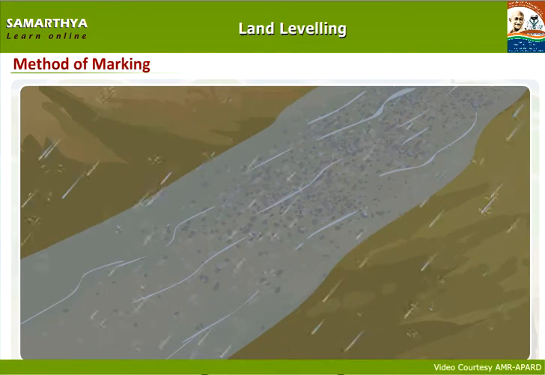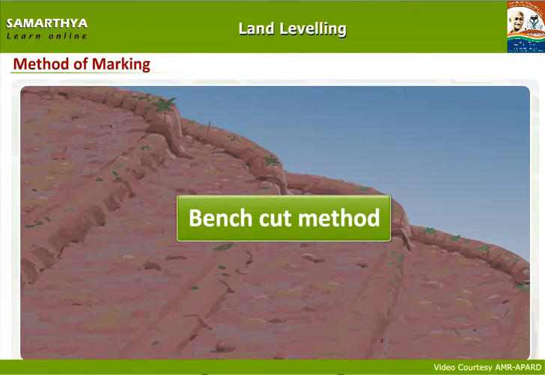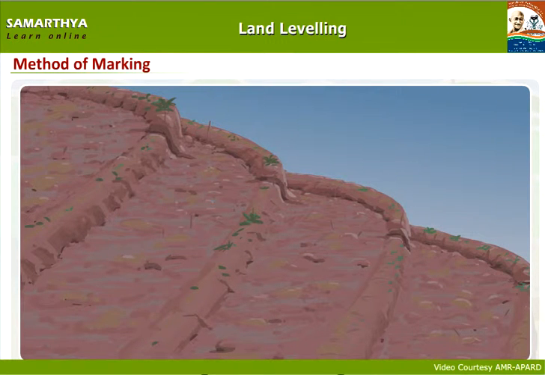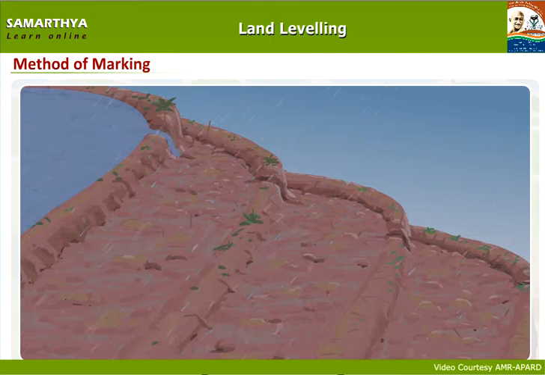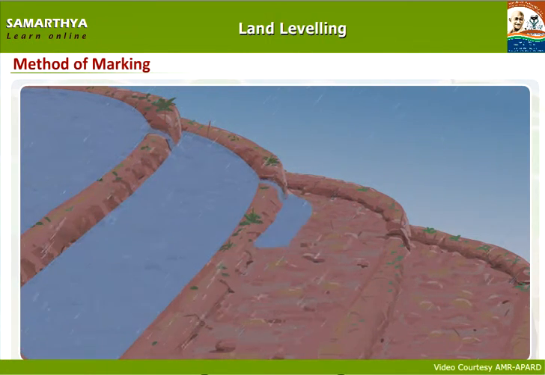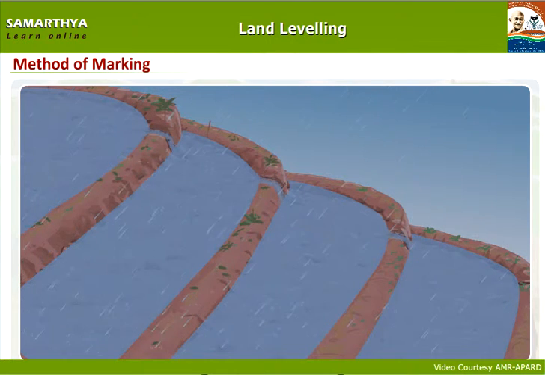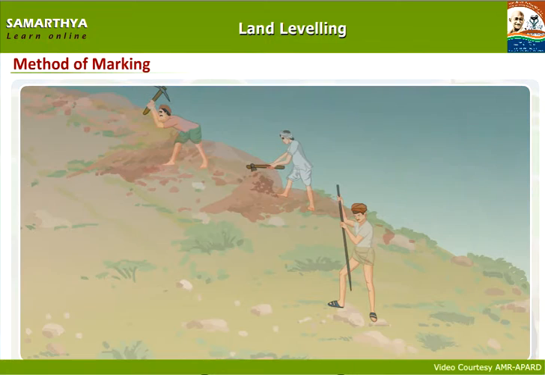To avoid such situations in lands, bench cut method is used. In bench cut method, the land is leveled as steps. The benefit of this method is that the runoff water is stalled in the field and the excess water flows down to the low-lying fields slowly. This makes the runoff water not carry the fertile topsoil along with it and prevents soil erosion.